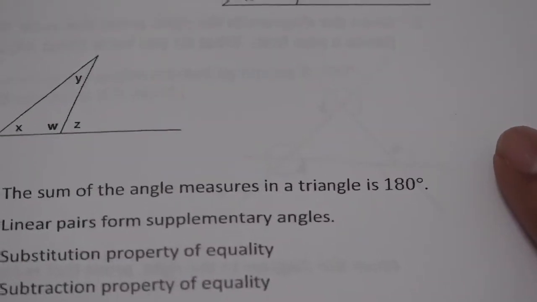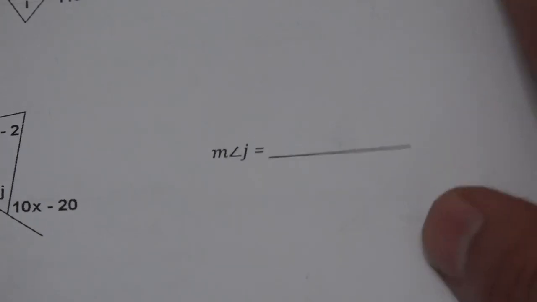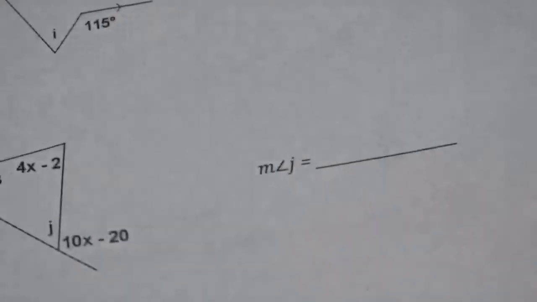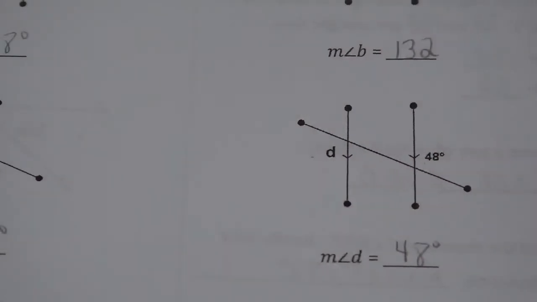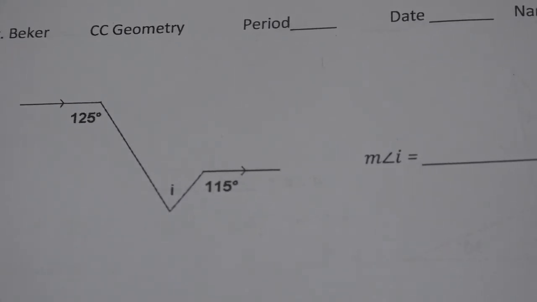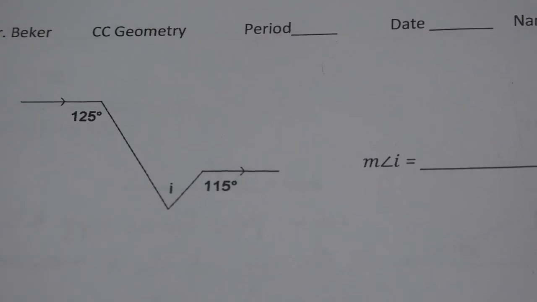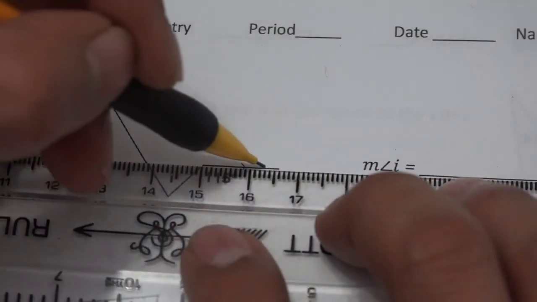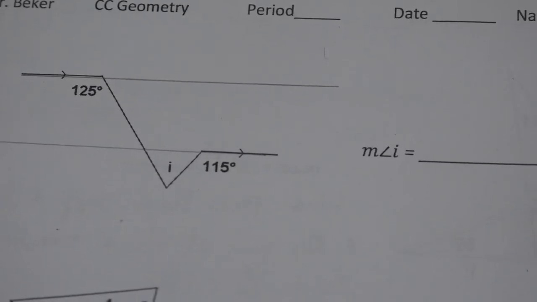All right, let's see what else do we have here. I think we are almost done. All right, let me see, is this your quiz? Okay, let me see now. 115, let me see, your quiz. No, okay. Anyways, so here, I'm supposed to find the measure of angle I. I have no idea what I'm going to do. Let's see now. These two lines are parallel, so let me just extend them. Okay. Now I know.